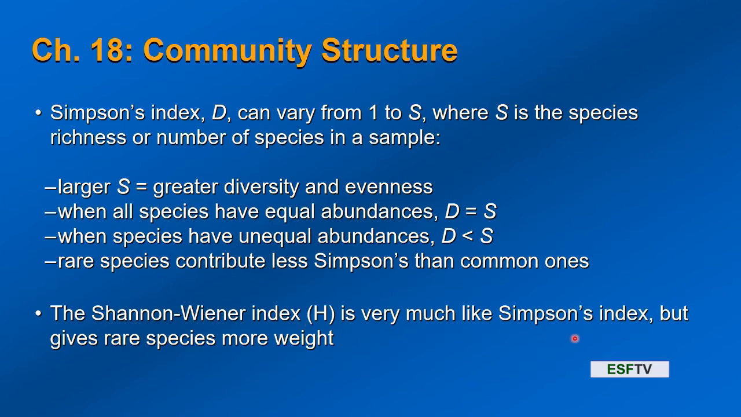But it's very much like Simpson's, and it gives a little more weight to the rare species than Simpson's does. That's the main difference. But you have the equations two slides ago to tell you, and those of you that are mathematically inclined can look at that and say, oh yeah, it totally makes sense. When you throw in, instead of a square of the proportions, the proportion times the log of the proportion, that's what you're going to see, a greater weighting of rare species.